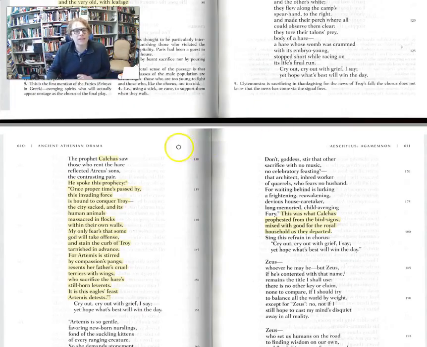And they're going to go back in time 10 years and talk about what the prophet Calchas saw and the prophecy he gave. So let's read that, starting at line 135. Once proper times pass by, this invading force is bound to conquer Troy. The city sacked and its human animals massacred in flocks within their own walls. My only fear is that some god will take offense and stain the curb of Troy tarnished in advance.